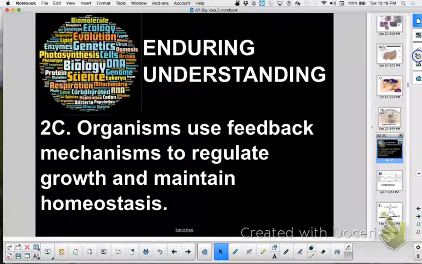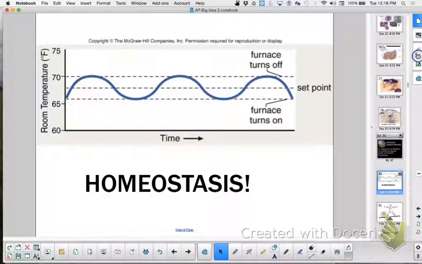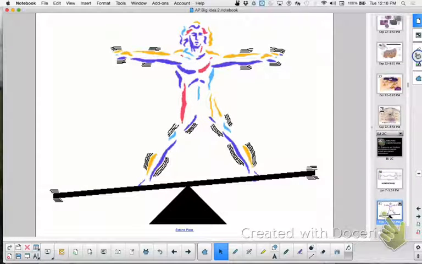Was everybody able to come up with an example? Yes. Okay. Let's start with talking about what even homeostasis is, and that's maintaining a constant internal environment, even though both your external and internal environment might fluctuate. Okay. So it's keeping that balance.